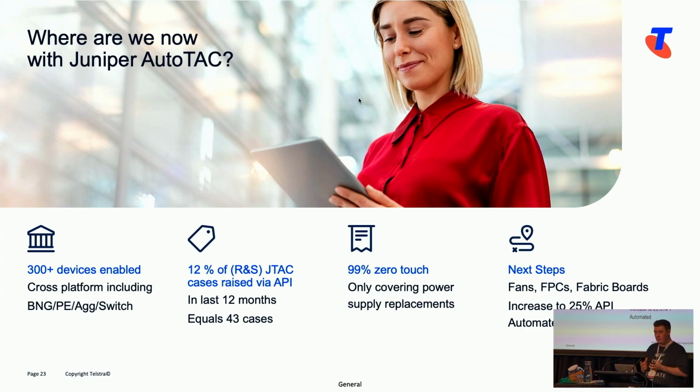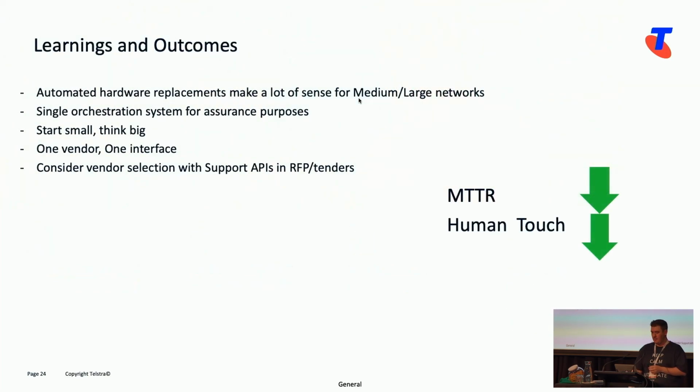Now, with all these cases, they are 99% zero touch with no operator involvement until the tech's on site with the part. With our next steps, we really want to include more hardware components, fan trays, FPCs, rectifiers, with the target of 25% of our routing and switching cases being raised by API and being fully API automated. As part of our learnings and outcomes, when I first got asked to do this, I didn't think it was possible. But I stand here to say, yes, it can be done and it works very well.